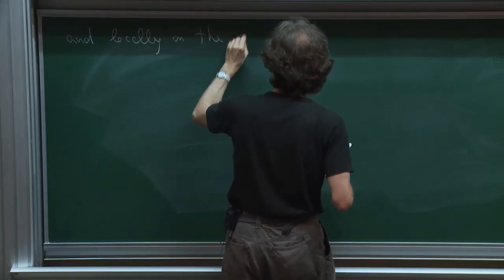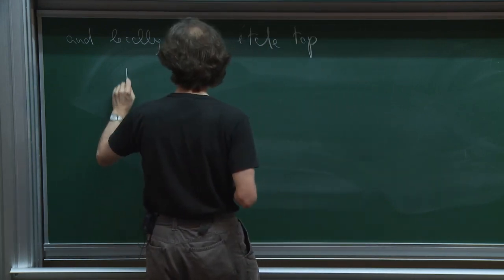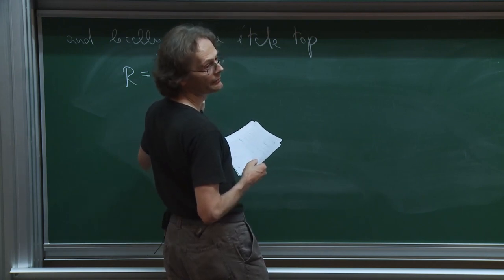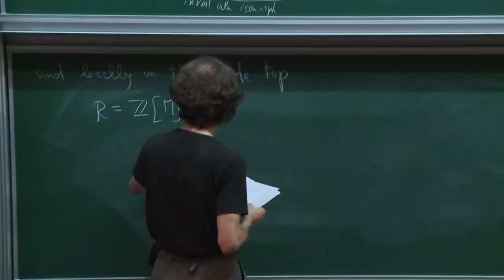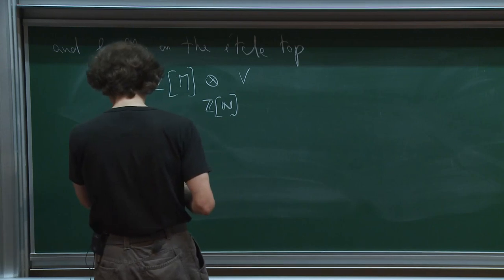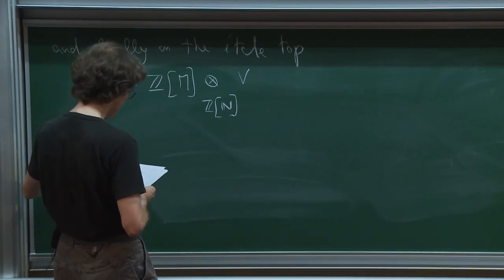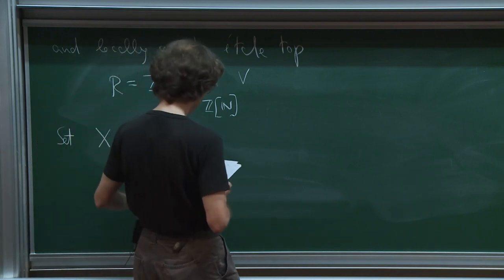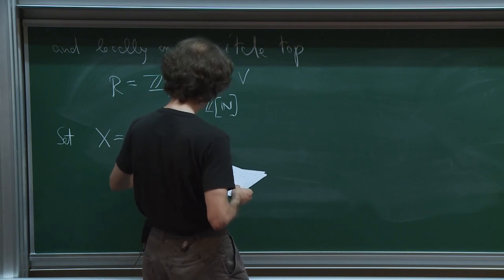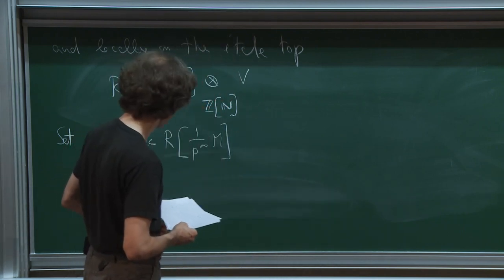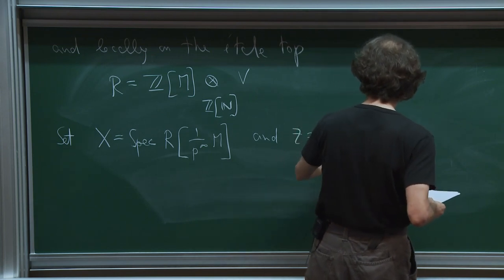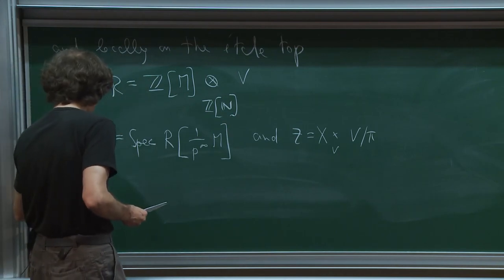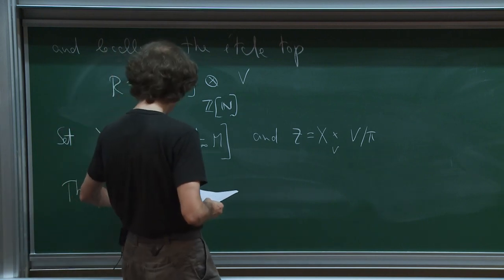And locally on the etale topology, one has that R has no p-torsion. Then set X in the Spec of R, where you add all the roots of the elements of M, and Z is just the locus where p vanishes. And then the theorem in question is just that (X, Z) is an almost pure pair.